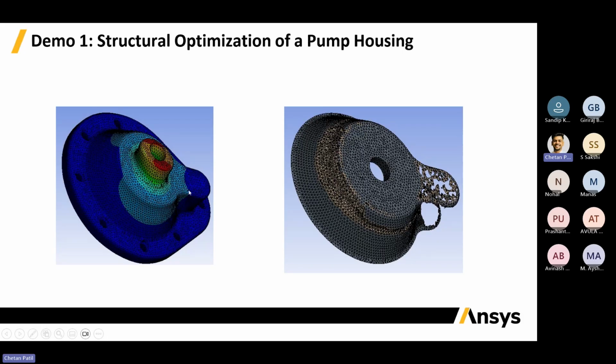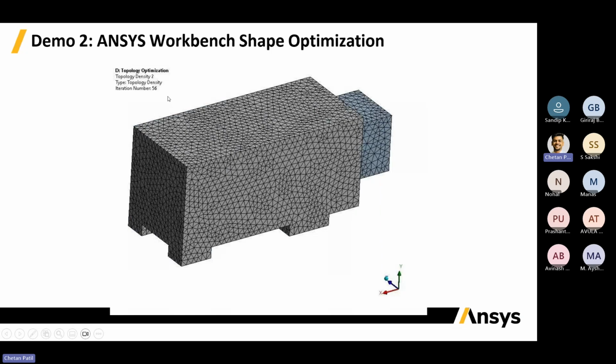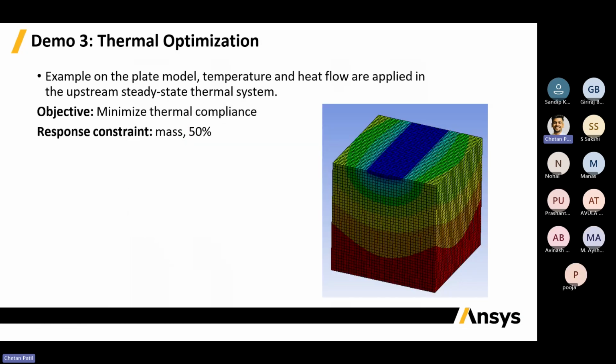So this first simulation will be your structural optimization. The second was related to shape optimization, which we are not going to focus on in this session. The third will be your thermal optimization, where we apply some thermal conditions on the geometry, and we keep one region under constraint, meaning less heat should be generated on that region, and we'll try to find that out.